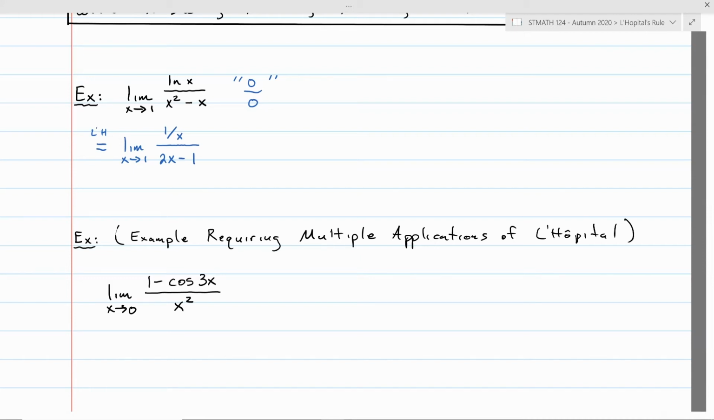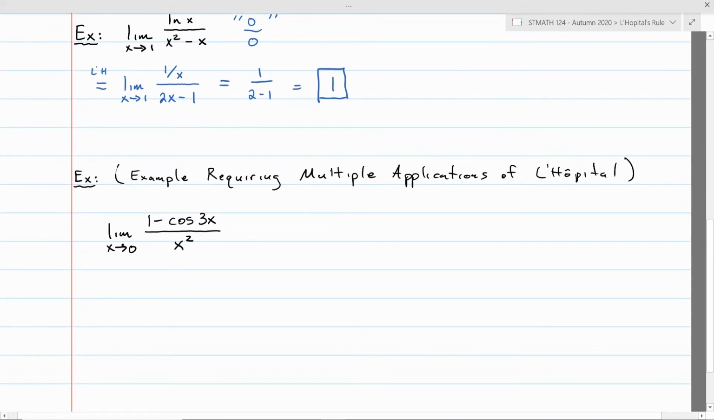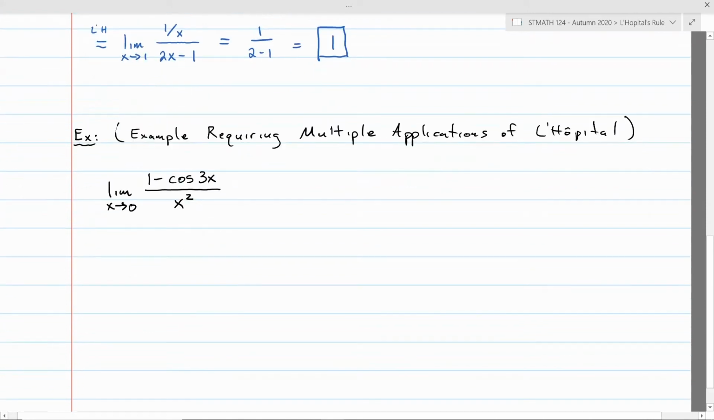Well, that's not 0 in the denominator. So I can just evaluate this one by direct substitution, and I get 1 over 2 minus 1, so that's just 1. So this limit comes out to 1. Pretty nice, huh? Sometimes you need to apply L'Hopital's rule multiple times, as in this next example.